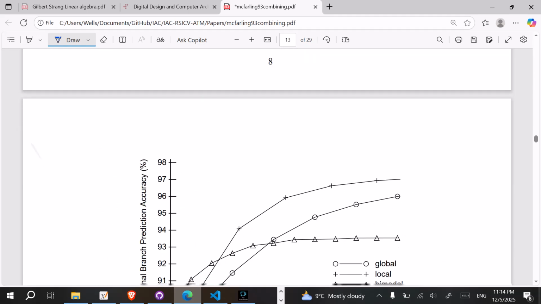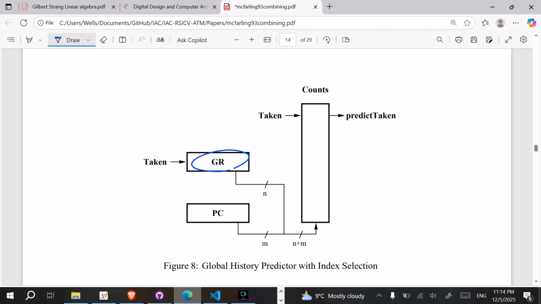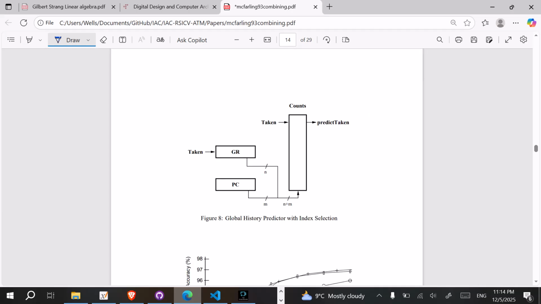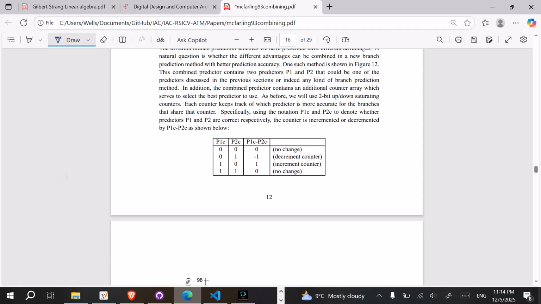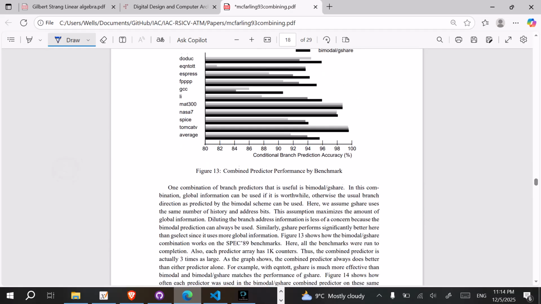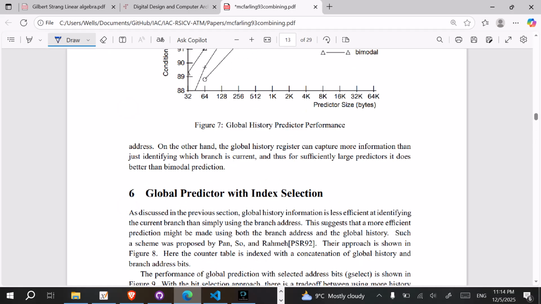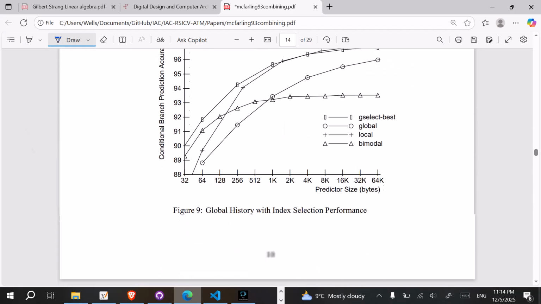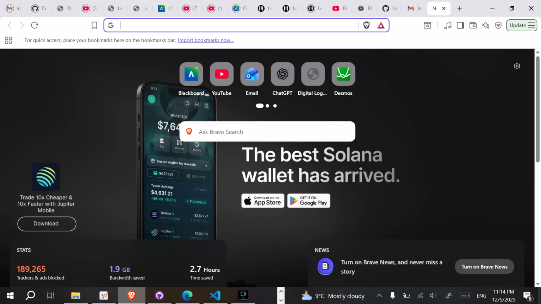Yeah. So now I'm going to talk about something really interesting to conclude the idea, which is something called the tournament. But before that, I'm going to tell you about what's called the index selection, and also the index sharing.